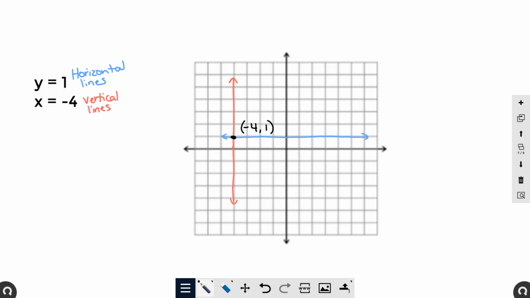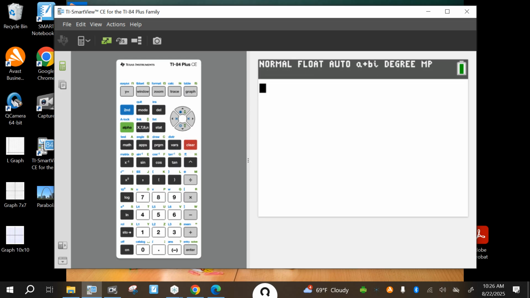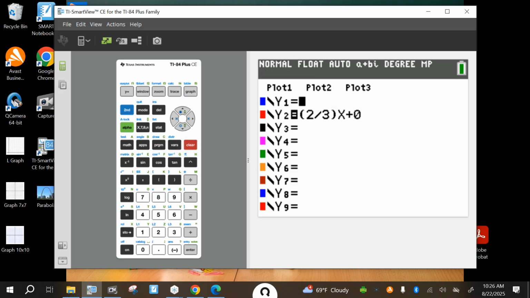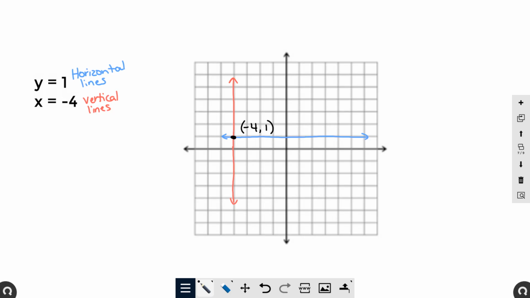Now, let me give you a little helpful hint on this as well. If you are taking a test or a quiz and you forget which one is which, remember your calculator does y equals. It doesn't do x equals, but it does y equals. So if I just type y equals 1, I see it's a horizontal line. So that means x equals has to be vertical. So if you forget, that's a way to check. And then there we have our answer.